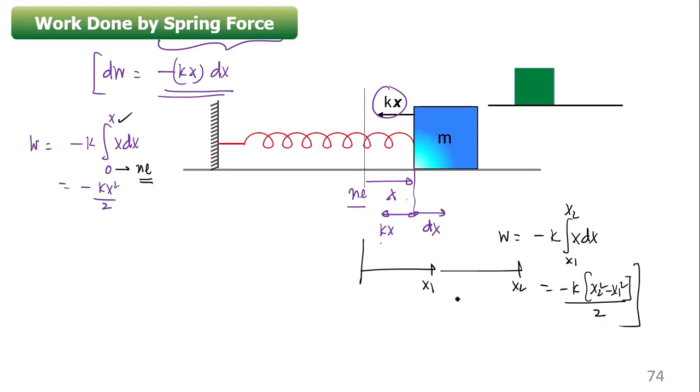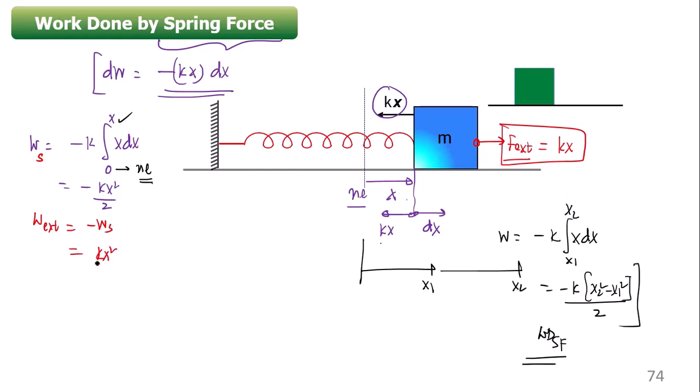So whenever I am elongating the spring from x1 to x2, negative of k (x2 square minus x1 square) by 2 is the work done by the spring force. Now in order to extend the spring, you must apply a force. As an external agent, I am applying the force in this direction. The external force is kx. So the work done by the external force should be equal to the negative of the work done by the spring, that is, plus kx square by 2.